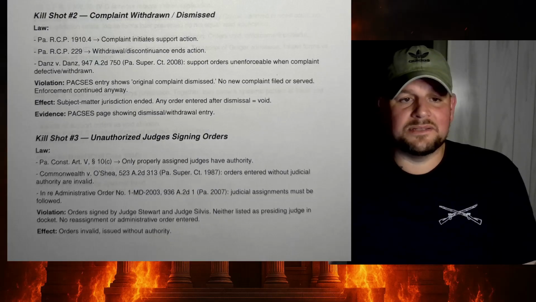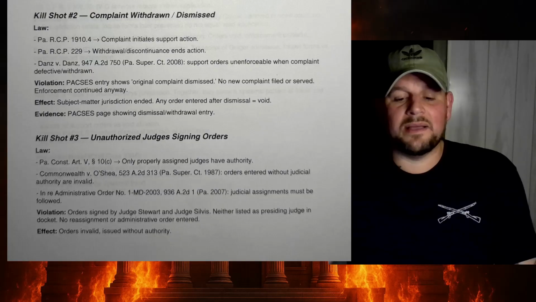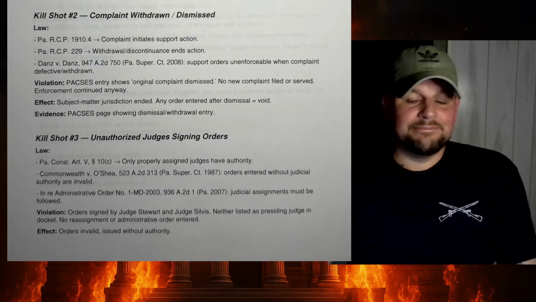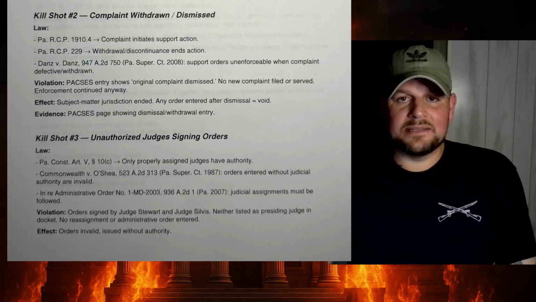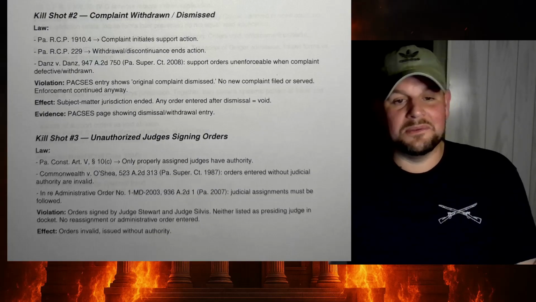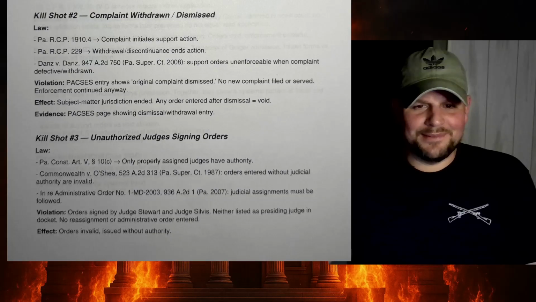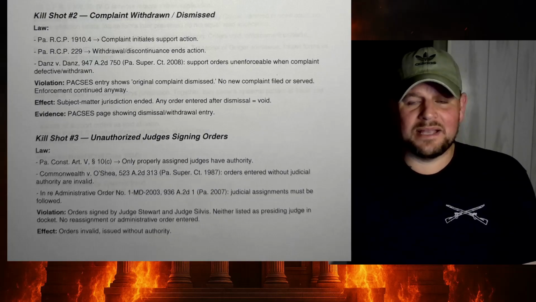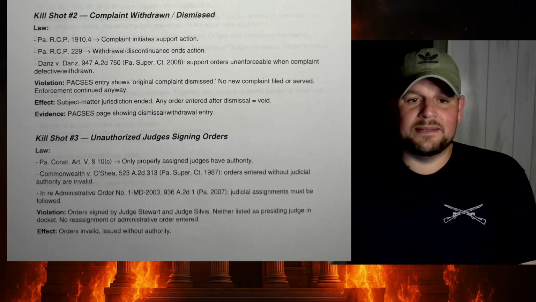So anybody else that's a judge that signed papers or orders on my case that were not properly assigned, you voided my case by doing that. And I got all those documents to prove it too. So let's see what else. Orders entered without judicial authority are invalid. There's plenty of orders that were signed by other judges. Those will be voided. So pretty much, guys, basically this whole case, everything they've done is going to be voided.